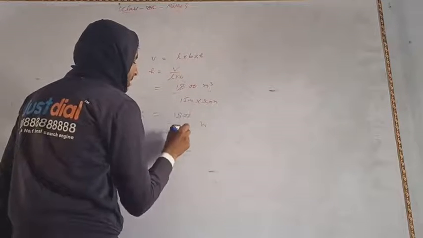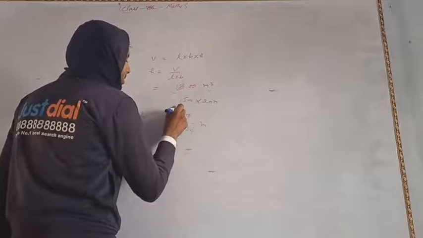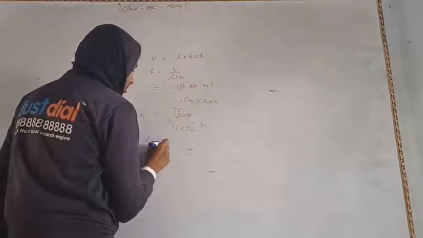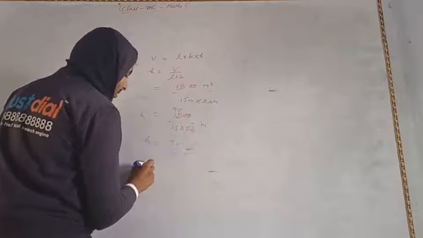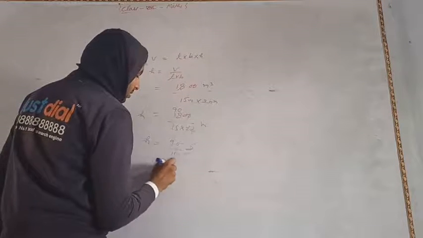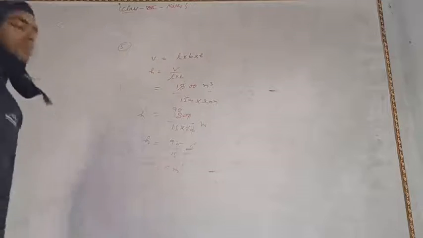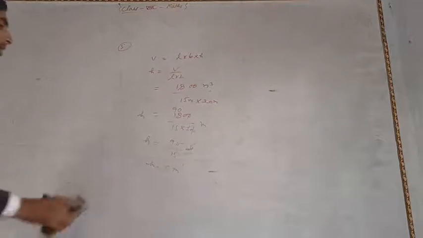Then from here 0 0 cancel. 2 9s are 18, 2 0 0. From here H is equal to 90 upon 15. Then 15 6s are 90. Then H is equal to 6 meter. This is your required solution. 6 meter height.